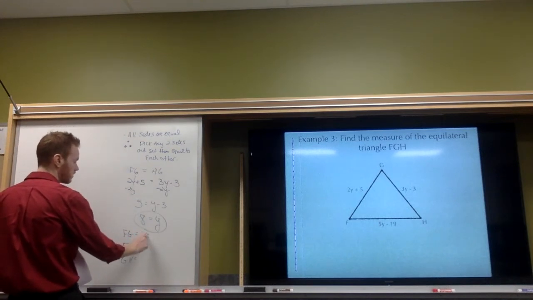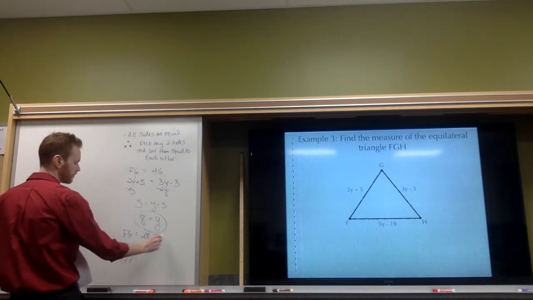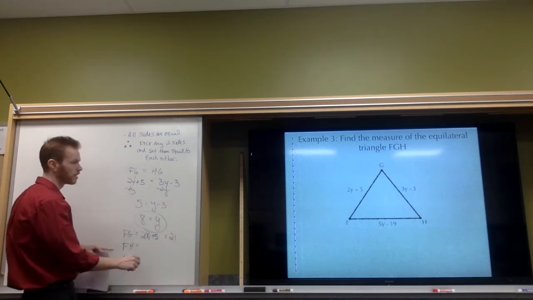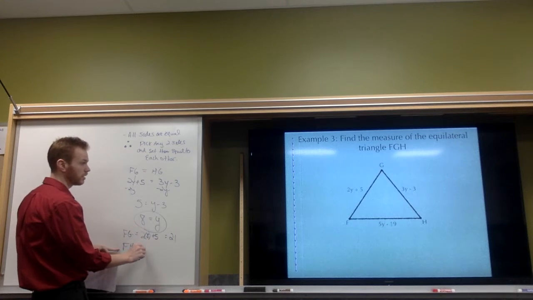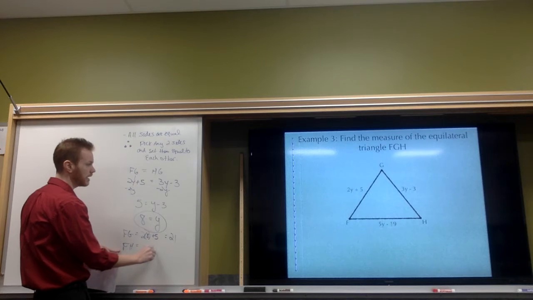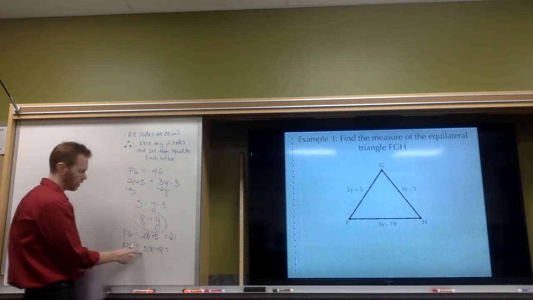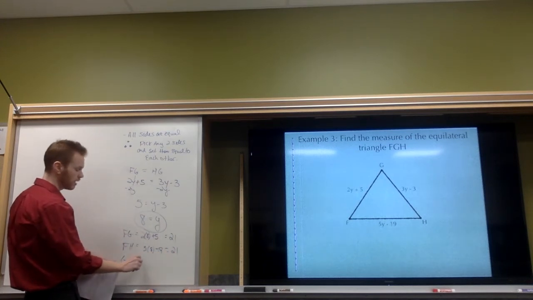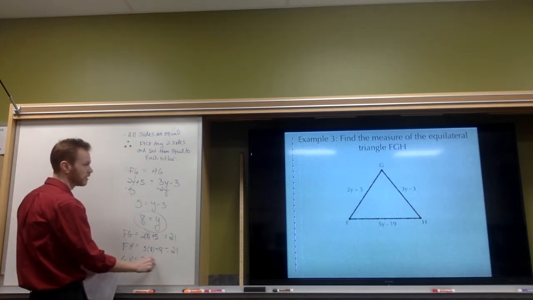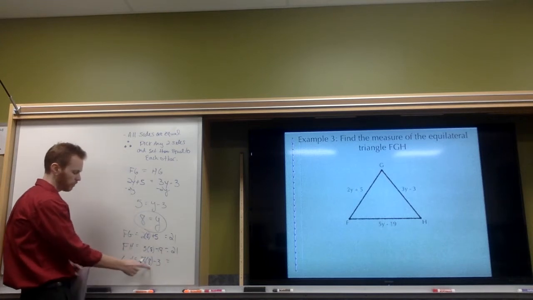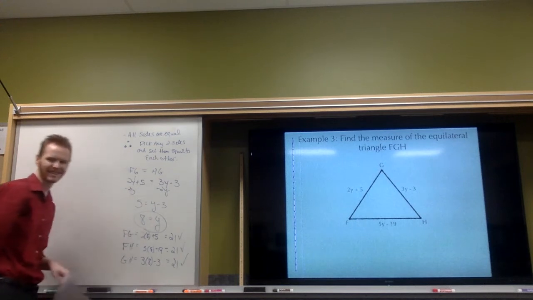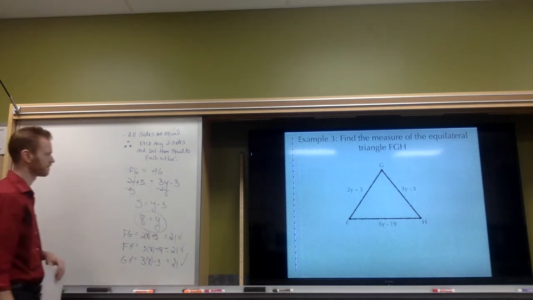So 2 times 8 plus 5. 2 times 8 is 16, plus 5 gives me 21. Let's see, FG, that was FG, I'm sorry, FH would be 5 times 8 minus 19. 5 times 8 is 40, minus 19, 21. And then GH would be 3 times 8 minus 3. So 3 times 8 is 24, minus 3 is 21. Hooray! It works. So that's the key.